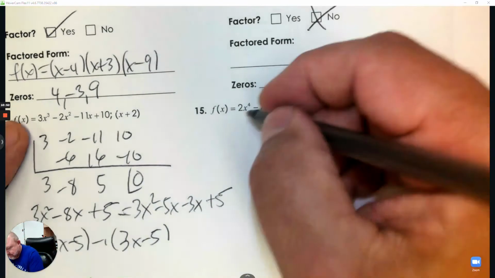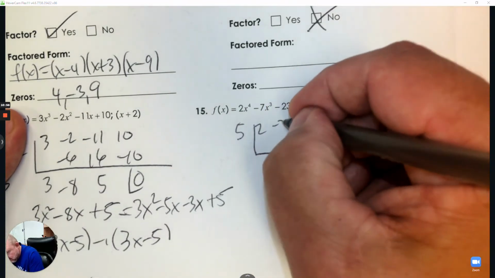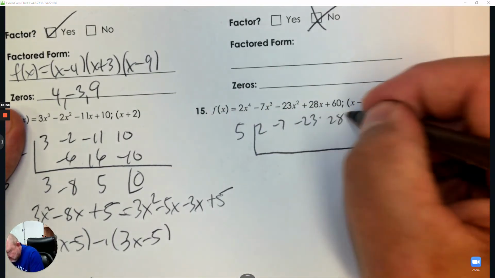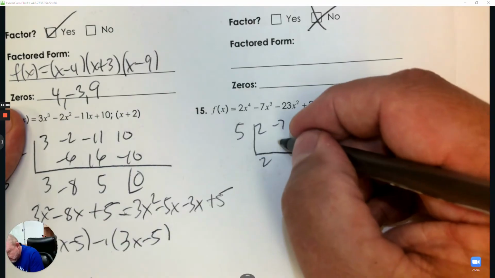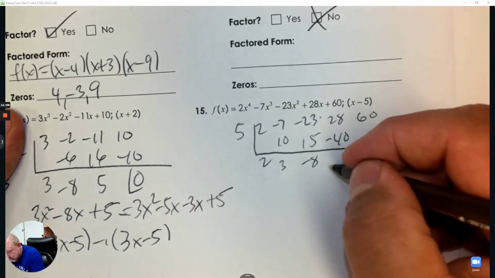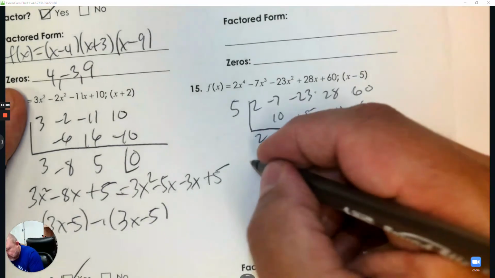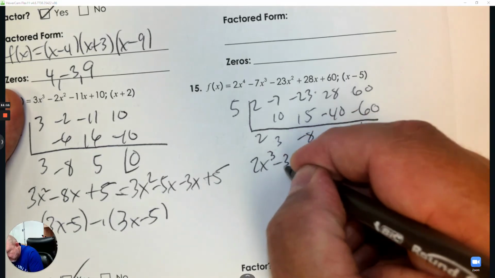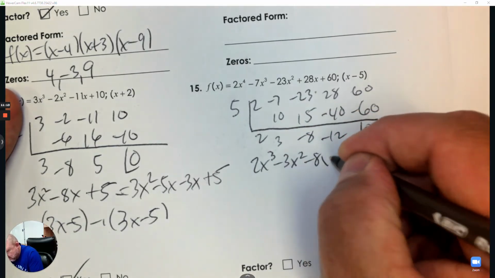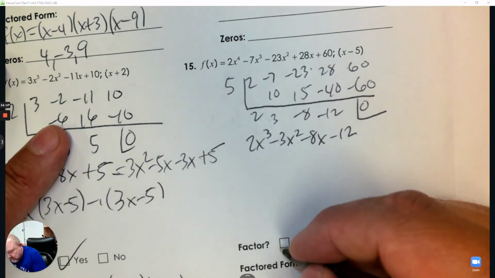Okay, one left. Hopefully you tried it first. So again, I'm going to divide here. 2, negative 7, negative 23, 28, 60. So there's a remainder of 0. I have 2x cubed minus 3x squared minus 8x minus 12. So it is a factor.